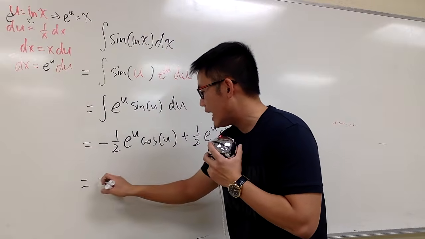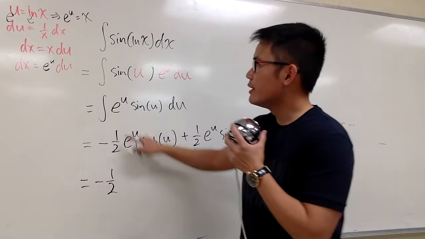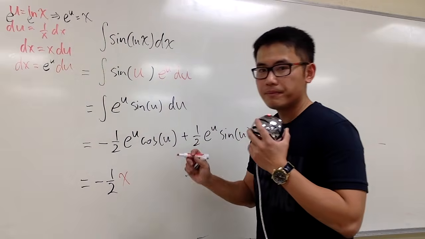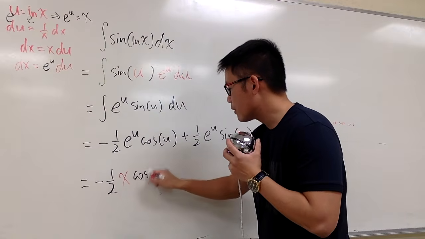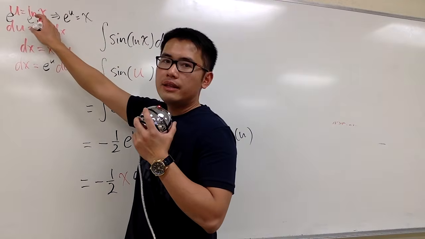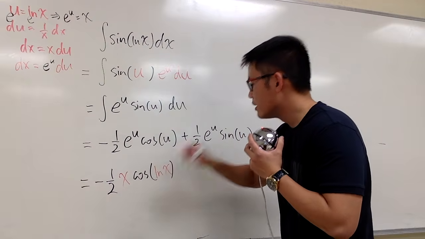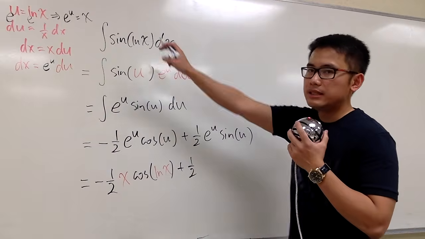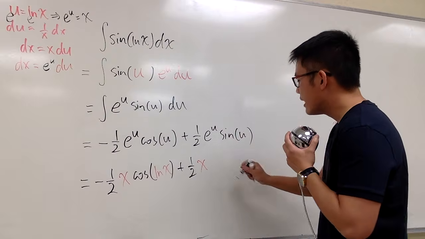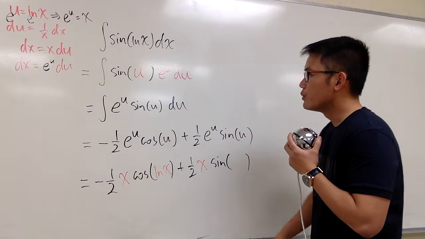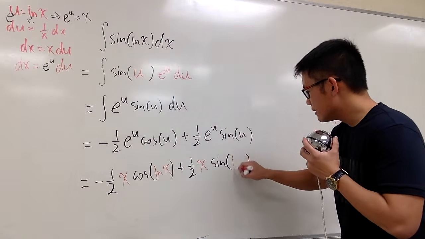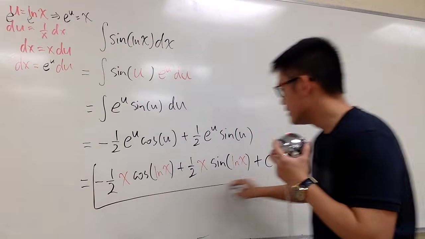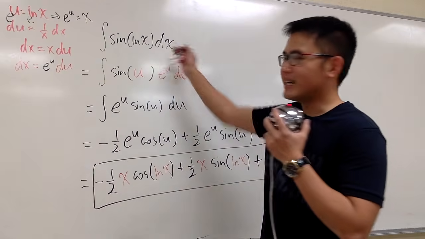So let's see. We will have negative 1/2 e to the u. Let's refer back. e to the u is just x. So we have x right here. And then cosine u, we will have cosine. u is the ln x that we mentioned earlier. And then we put a plus 1/2. e to the u is x, so we have x right here. And then sine of u, which is once again ln x. And then we are done. So I'll put down a plus c at the end. This is the answer to that. That's it.